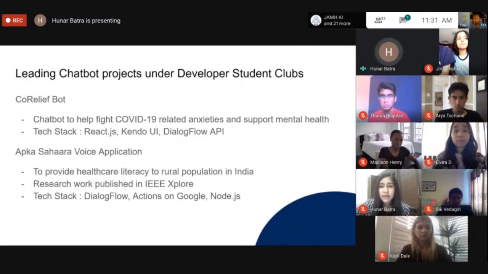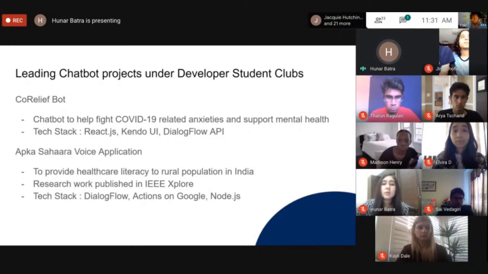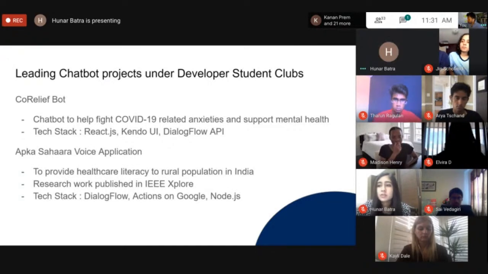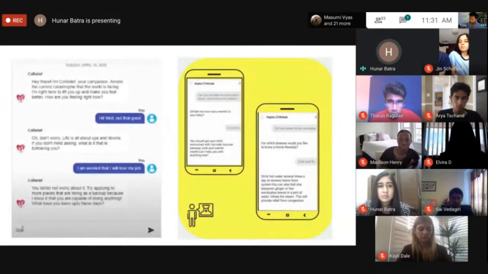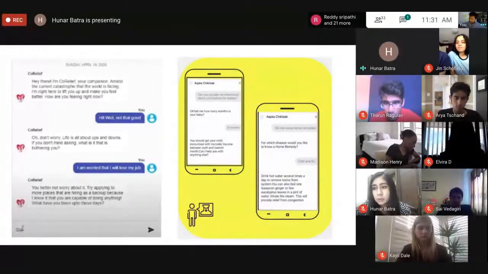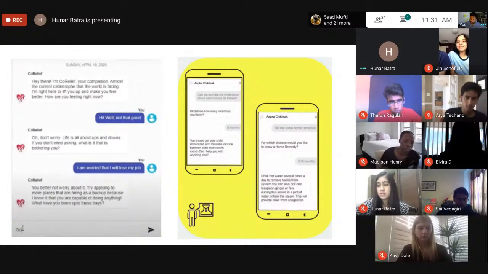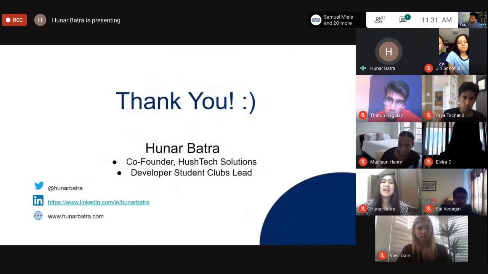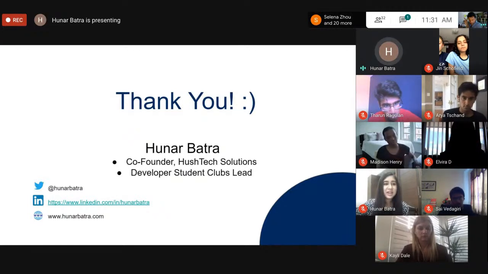Then another chatbot that I mentioned a while back was the mental health chatbot, the CoRelief bot, which helps to fight COVID-19 related anxieties and support mental health. That's a website chatbot that was made using React.js, Kendo UI, and the Dialogflow API again. These are some sample screens of those bots. On the left is the CoRelief bot, and on the right is the multilingual voice application that provides healthcare literacy. So these are some of the chatbot projects that we did. That's it from my side. If anyone has any questions.